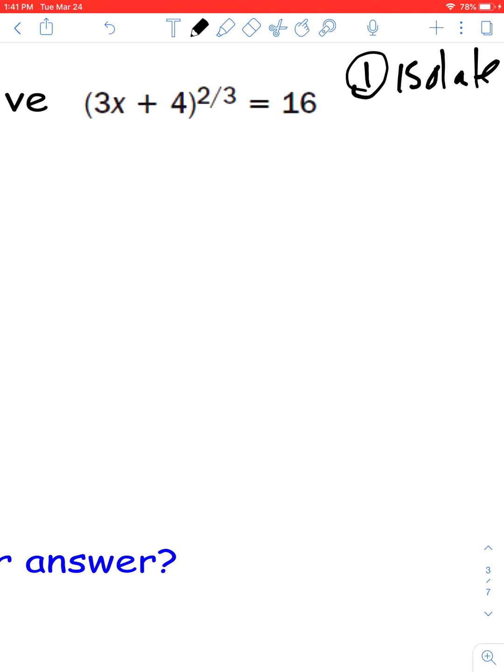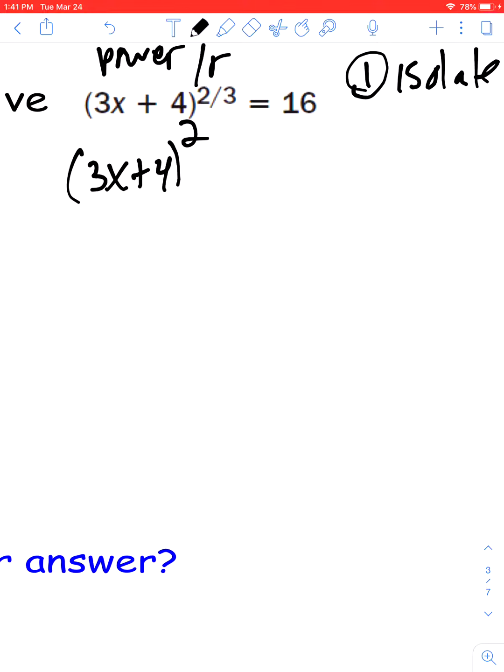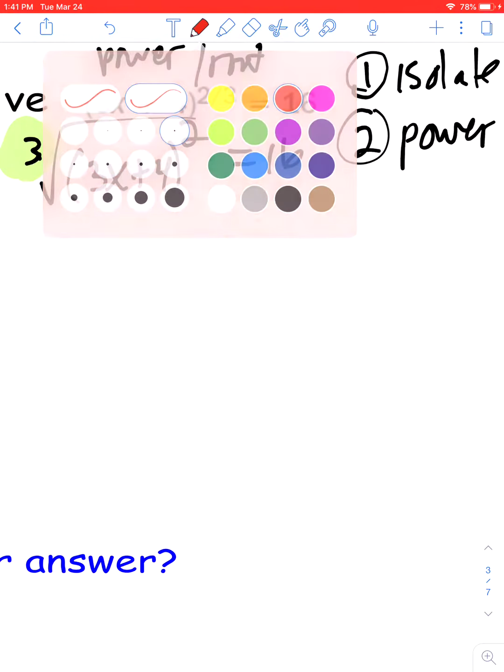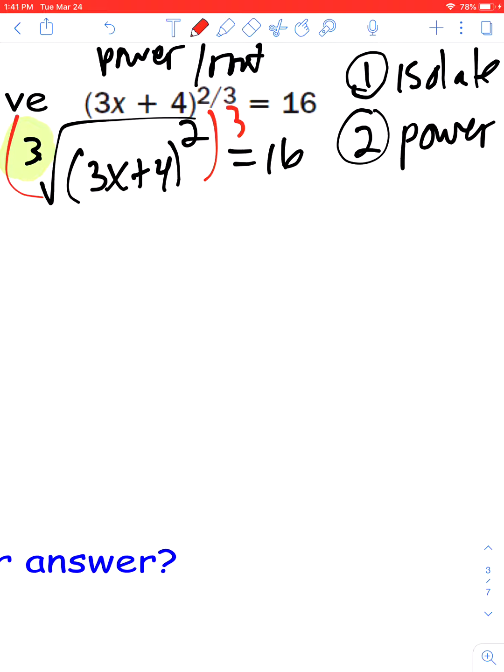Remember, I have 3x plus 4 to the second power because it's power over root. And then the root is the cube root. So there's my radical, friends. And it is isolated. I'm not adding or subtracting anything to it. All right, the next thing we have to do is we have to power it up. This is a cube root. So I am going to choose to power it up by taking each side to the power of 3.